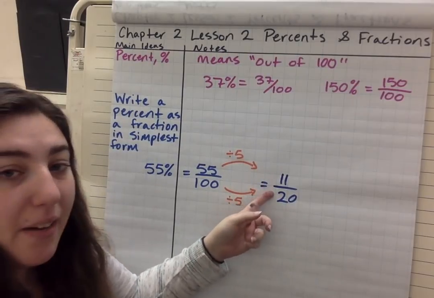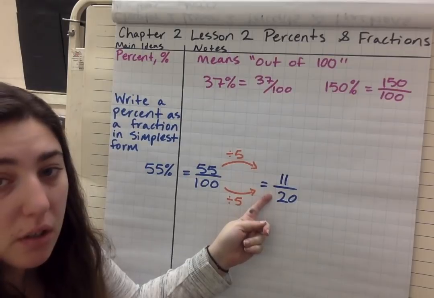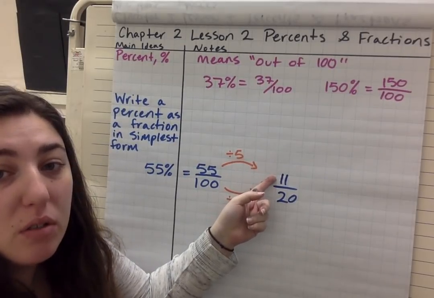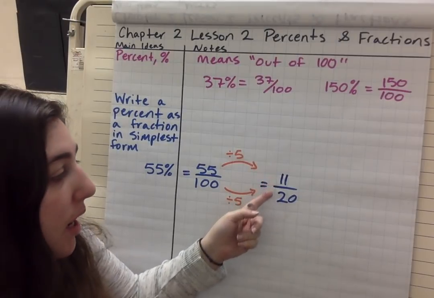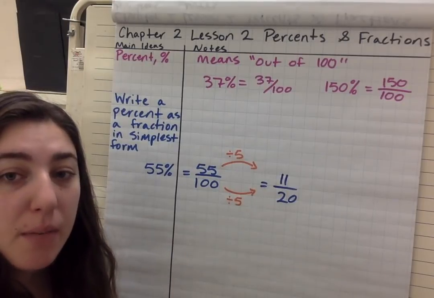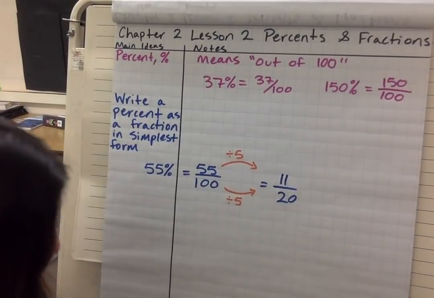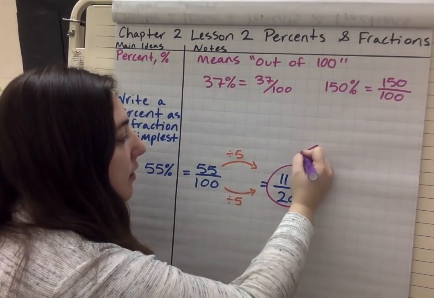This right here, I cannot simplify any further. One reason, because 11 is a prime number, so the only factors 11 has is 1 and 11. And 11 and 20 don't have any factors in common besides 1. So I'm done. This is my answer, okay, and this is in simplest form.